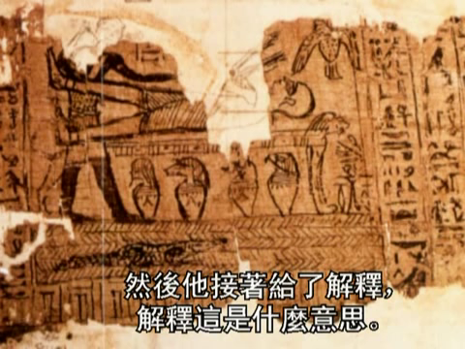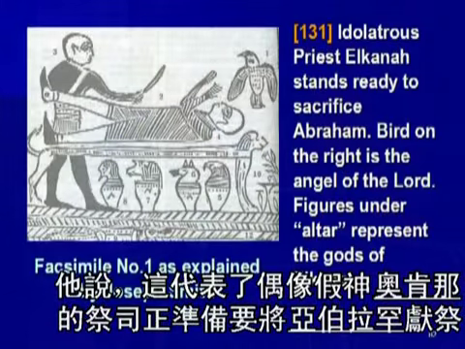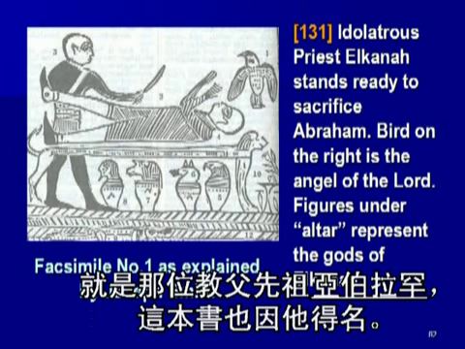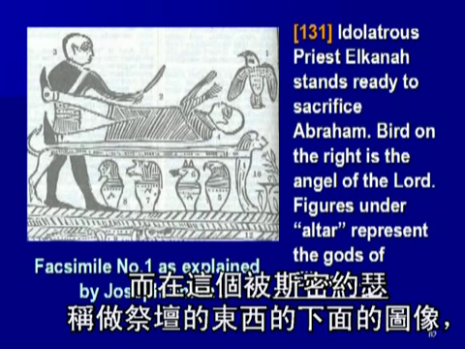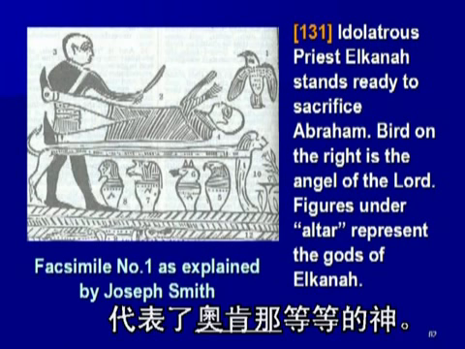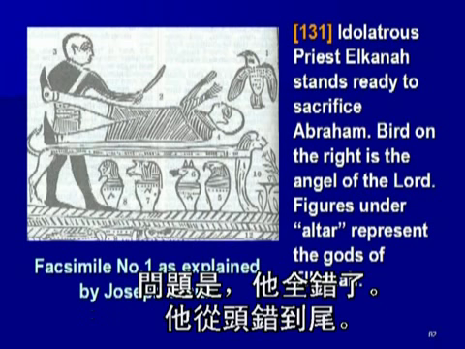And then he proceeds to give an explanation as to what these things mean. And here's what he says. He said that this represents the idolatrous priest, Elkanah, who stands ready to sacrifice Abraham, the patriarch Abraham, from which the book gets its name. The bird on the right, he says, number 1, is supposed to be the angel of the Lord, and the figures underneath this altar, he calls it, actually represent the gods of Elkanah. Okay? The problem, of course, is he gets it all wrong.